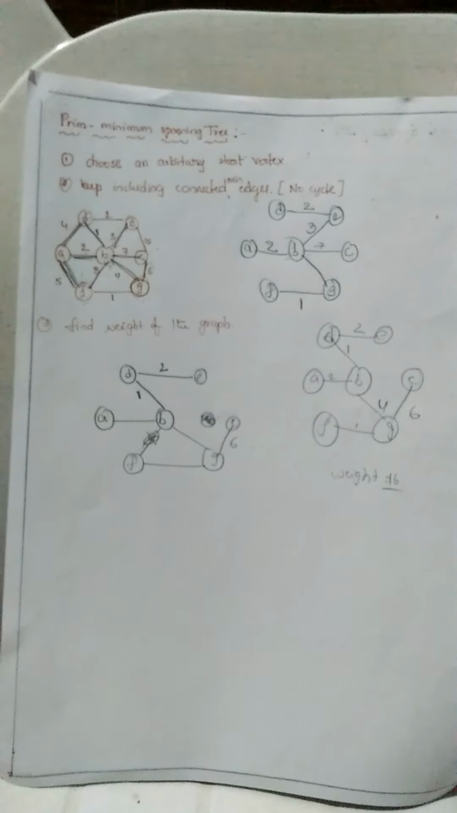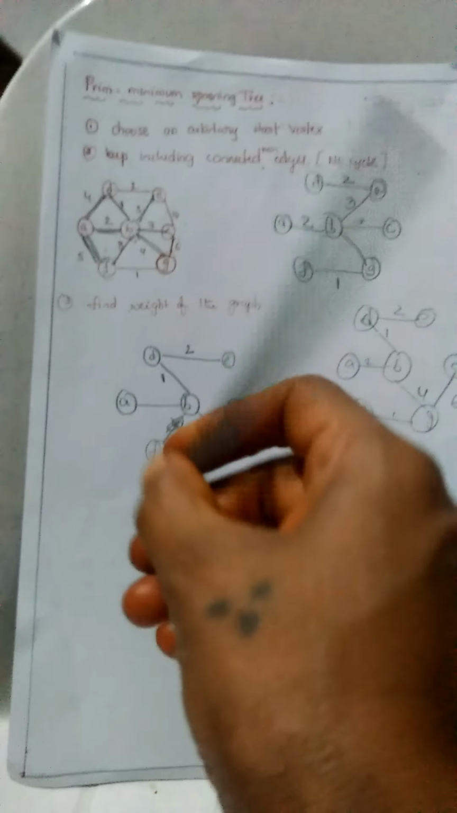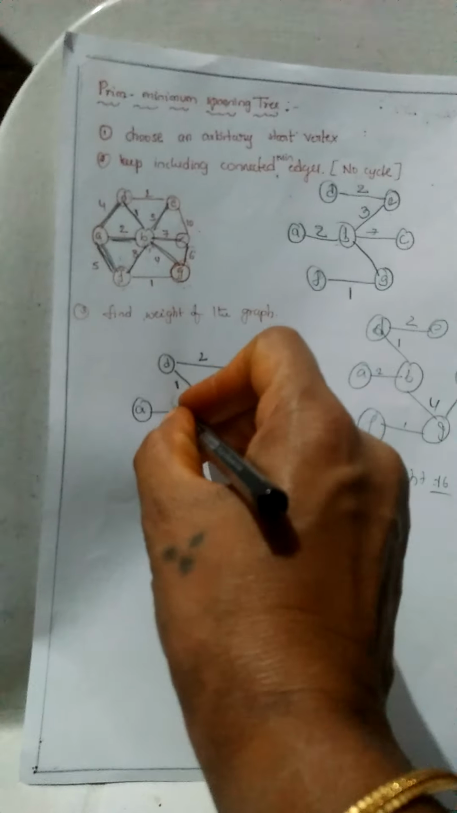First we select vertex A. A is connected with three edges: A to D, A to B, and A to F. Of these, which one is the minimum cost? A to B is the minimum cost. So first we draw the minimum cost edge, A to B.